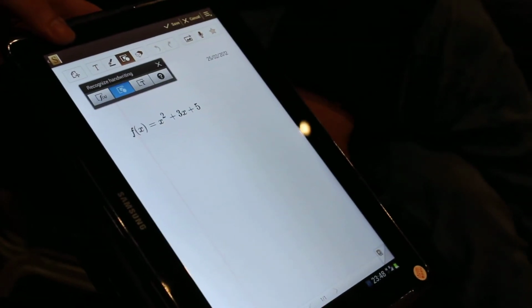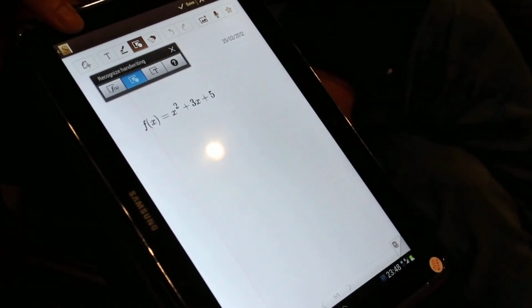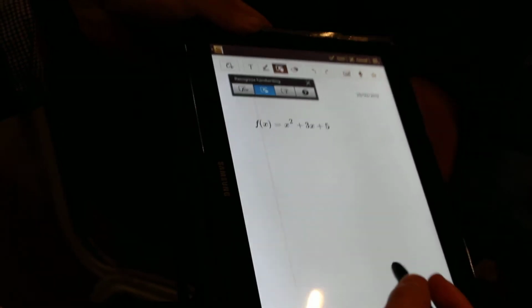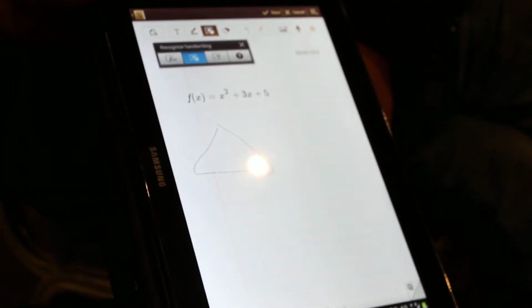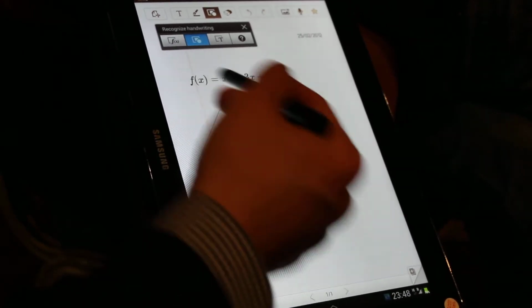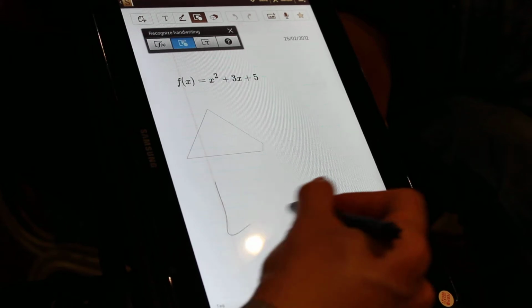It's very useful to make a meeting note when you need to draw some tables, or when you make some lecture note about the mathematics. It's very useful. For example, when you draw a triangle roughly, it shows the figure clearly.